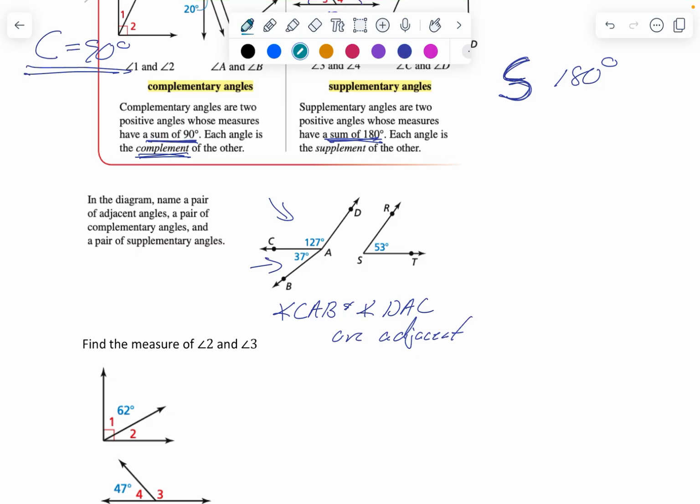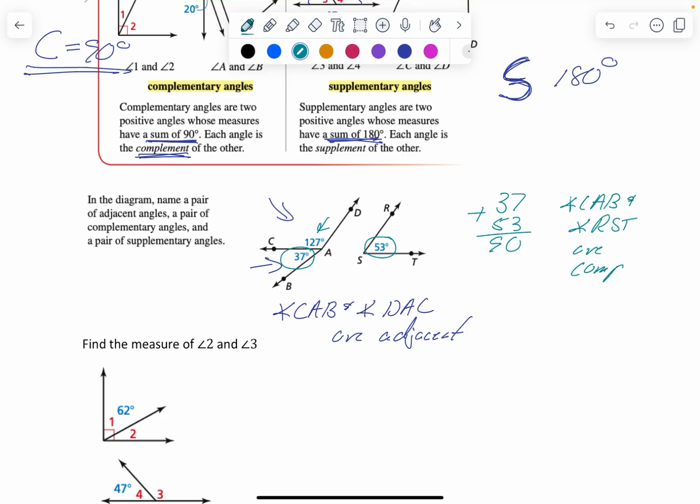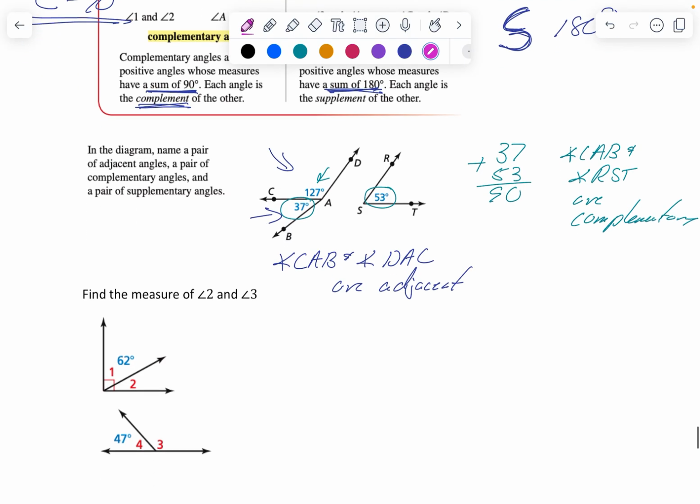Next answer, we need complementary angles, two angles that add up to 90. Well, the only possibilities are these two, because that one is already too big. So let's check that. 37 plus 53. Oh, yeah, they do add up to 90. So we can say angle CAB and angle RST are complementary. Oops, I said R but wrote S. Okay, so that's one.